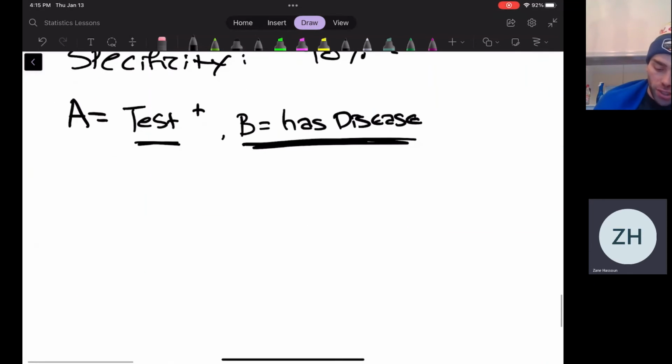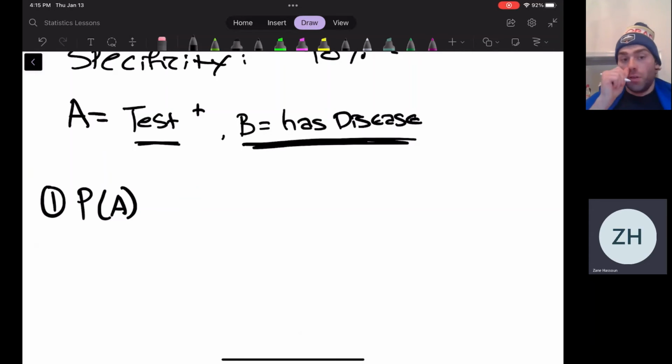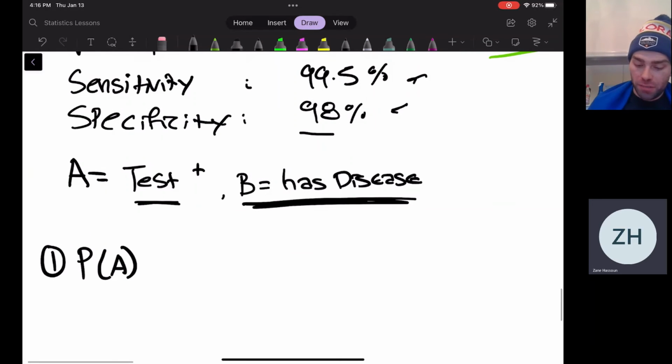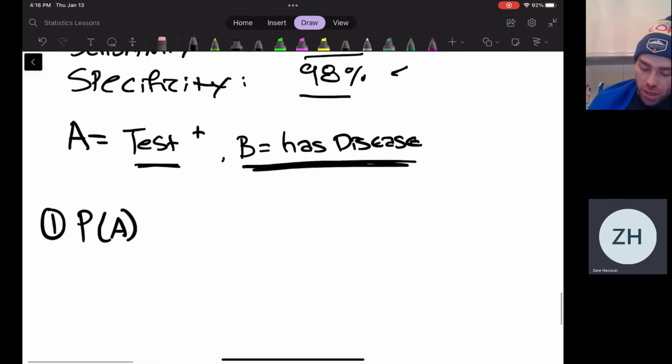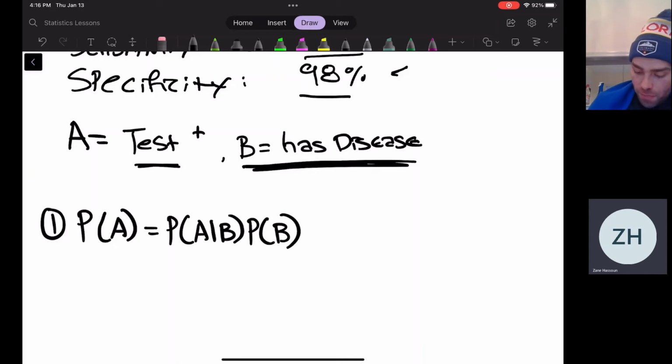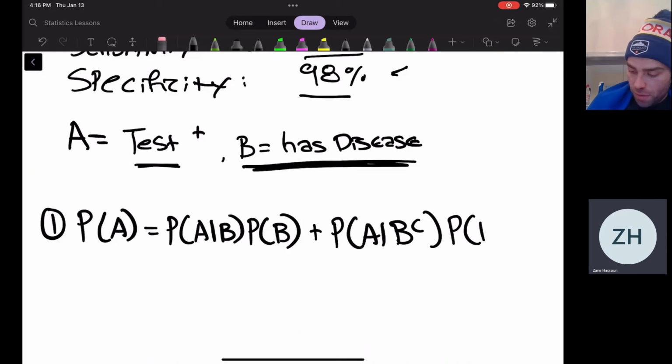So let's try and answer question 1. What's the probability of A? So if we think about this from before, we have all of the information here. We have the specificity, we have the sensitivity, A and B, and the prevalence. So we know that the probability of A, using the law of total probability, is simply the probability of A given B times the probability of B plus the probability of A given B complement times the probability of B complement.